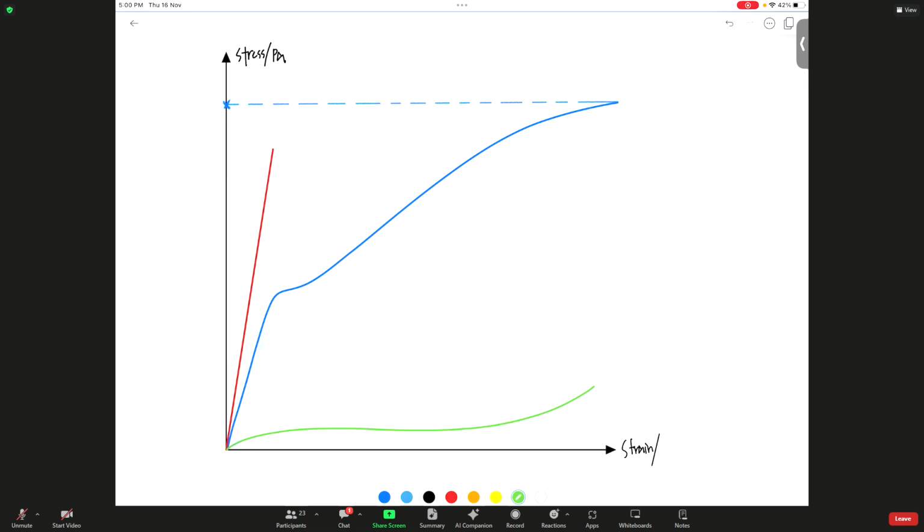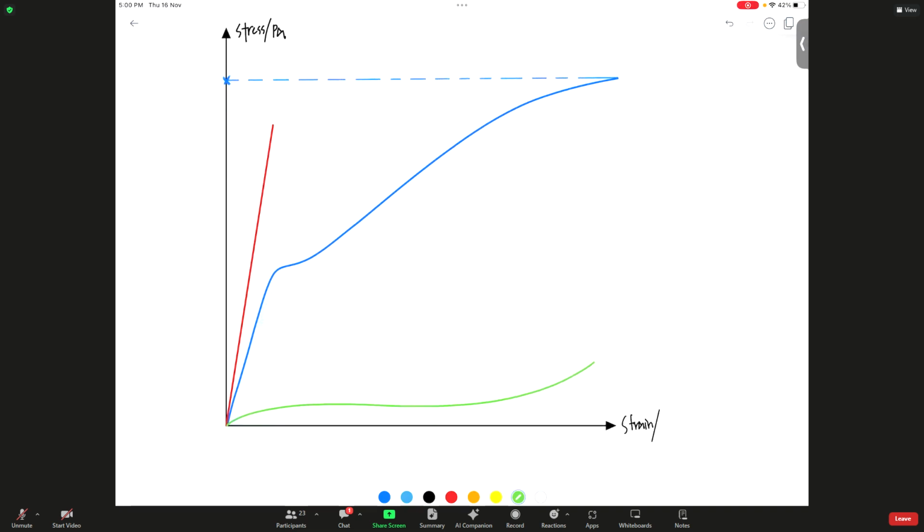Do you agree? Okay, can you tell me which material here is the stiffest? It means the one that stretches the least for the force applied. Red, right? So that's the stiffest material that we have here. Yes, exactly. Very good.